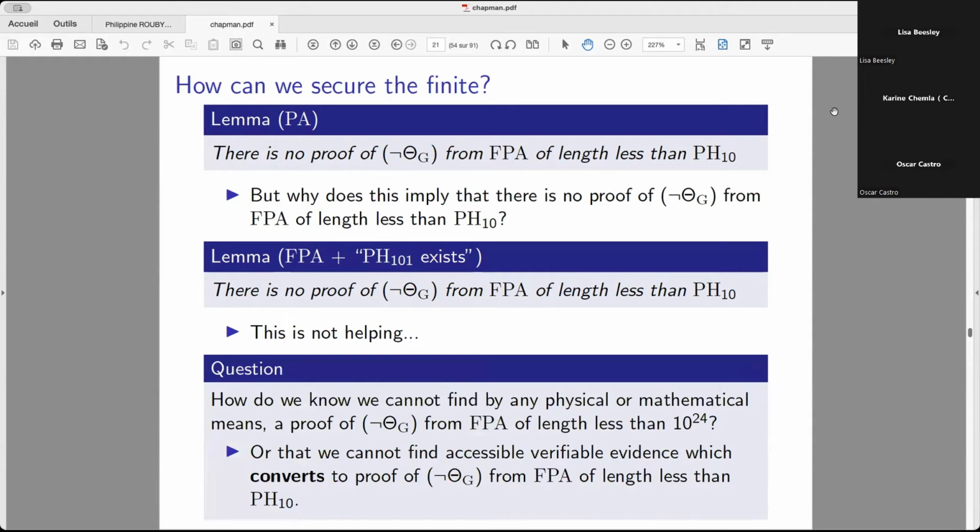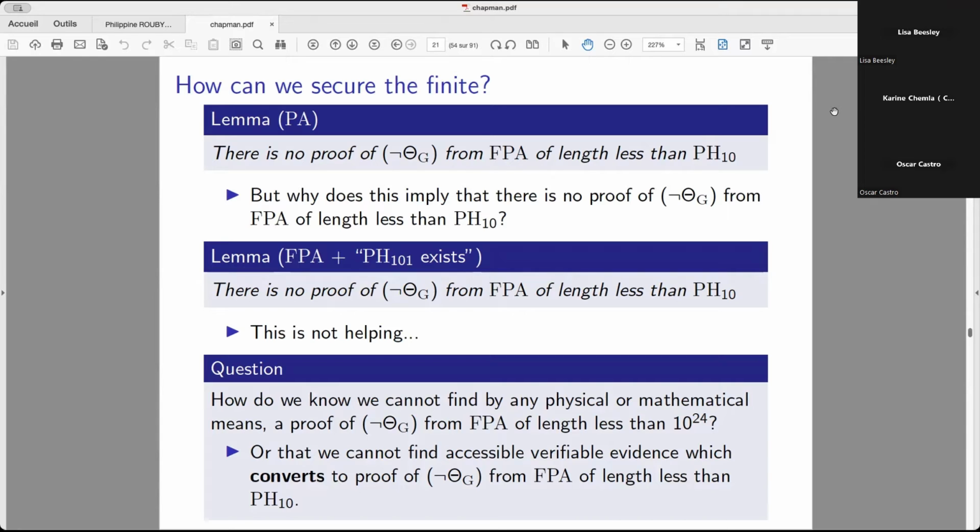How do we know we can't find by any physical or mathematical means a proof of not theta G from FPA of length less than 10 to the 24th? Maybe the ultimate quantum computer could guess it and verify it. Or how do we know we can't find accessible and verifiable evidence which converts to a proof of not theta G from FPA of length less than PH10?